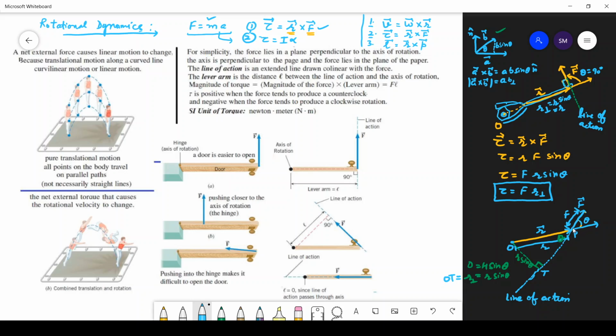So this direction does not depend on angle theta. Direction will always be perpendicular to the plane containing R and F. So put your fingers on R, curl them towards F. Your thumb will tell you the direction of the cross product. So simple, students. Got it? This figure which is there in your book? Yes or no? Yes, sir.